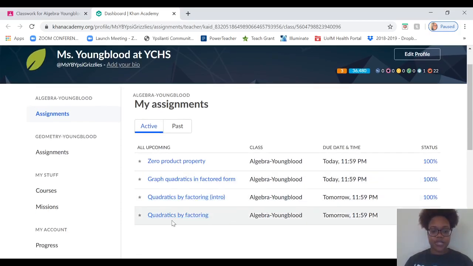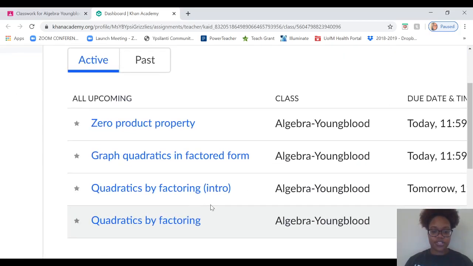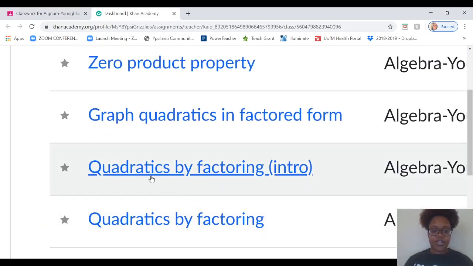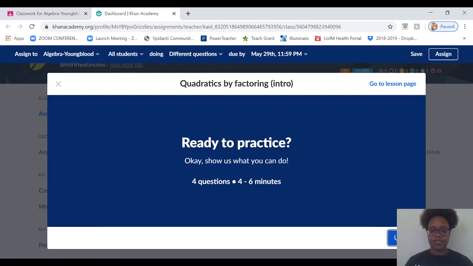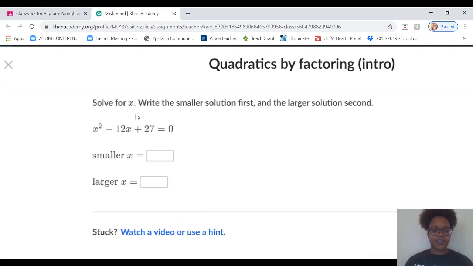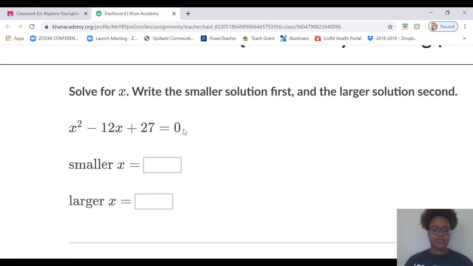So in this session, we're going to be looking at, starting with this first assignment, solving quadratics by factoring intro. 4 problems, let's go, let's get it. So this is our first problem. In this problem, we're asked to solve for x, and they ask us to write the smaller solution first and the larger solution second. This is very similar to what we were doing in the previous session, where we were solving quadratic equations using the zero product property.